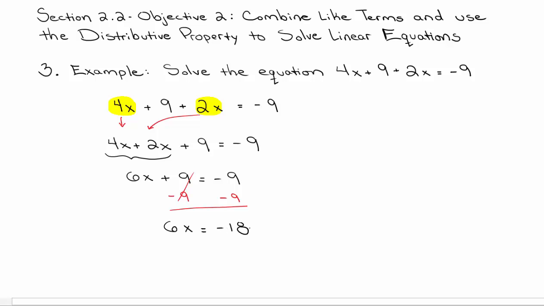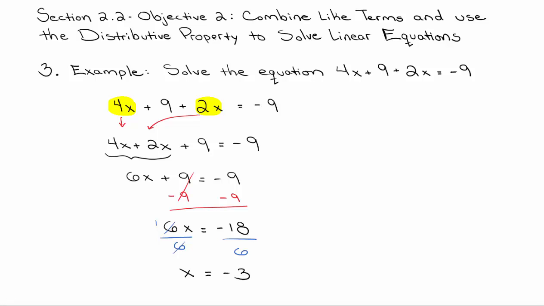Now we're ready to isolate the variable. So I'm going to divide both sides by 6. 6 divided by 6 is just going to give me a 1. And x is going to be equal here to negative 3.